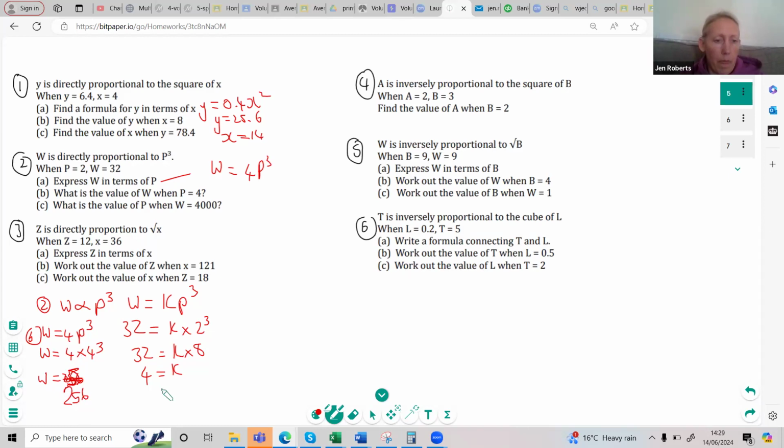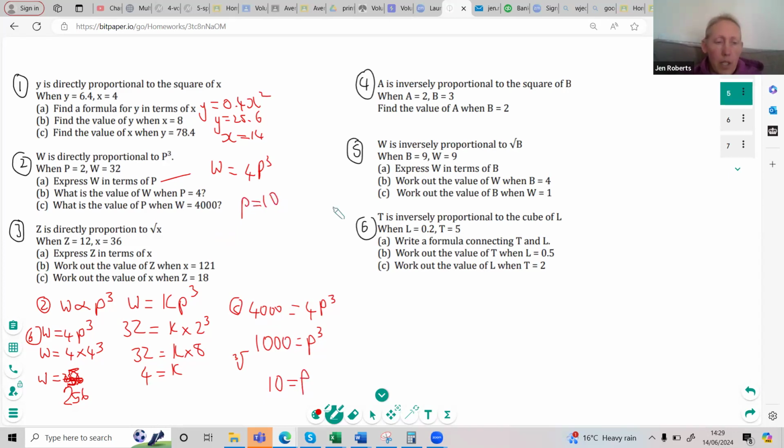Part C. Work out the value of p when W is 4,000. 4,000 equals 4p cubed. Divide both sides by 4. 1,000 equals p cubed. Cube root both sides. 10 equals p. p equals 10.